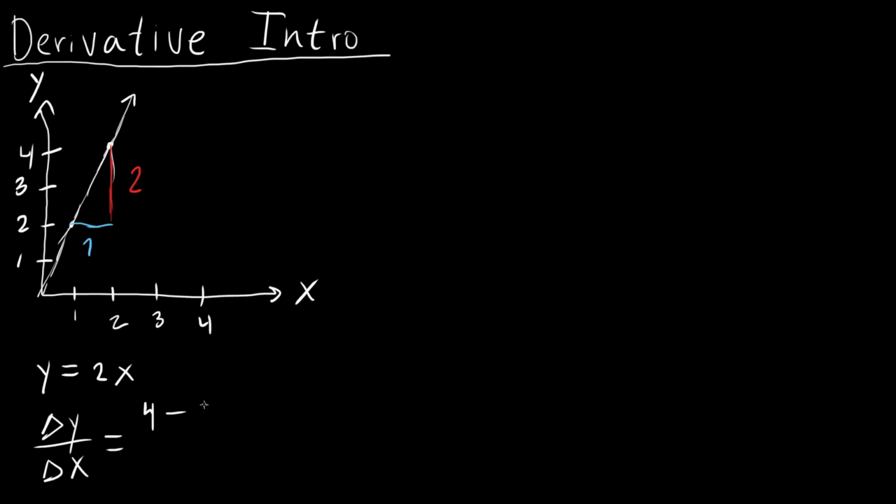The initial value for the y is 2. And then we do the same thing for the x. The final is 2, and the initial is 1. And then we get 2 over 1. So our slope is 2. And yeah, this seems pretty simple. And this method works on any function where the slope does not change in that interval.